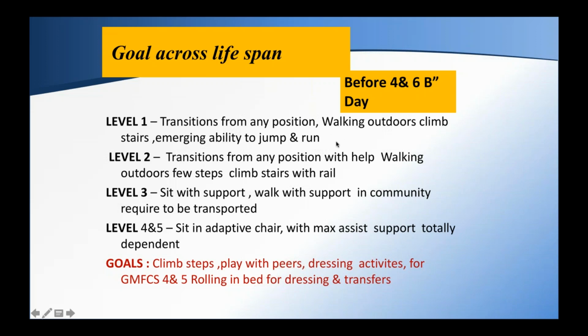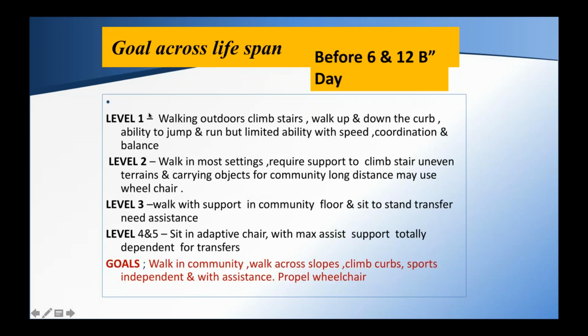So transitions from 2 years to 18 years, do not forget, very, very important skill, specifically for the 3, 4, and 5. 1 and 2 will just transition. They will not have any problems. It's the 3, 4, 5 who will have max assist, and they will require lots of help. 12 and up, again, it goes the same. Look at level 1, who walks outdoors. So that's where you're going to look at play, something like a basketball or a football. But here you can really look at someone who can do stair climbing.